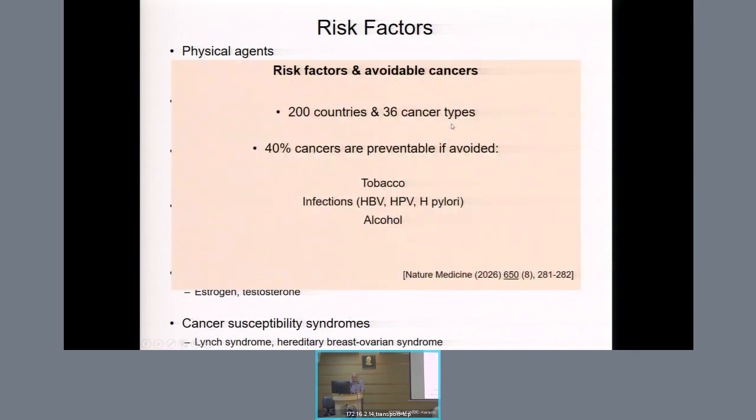Now, there is a study published earlier this year in Nature Medicine, where 36 different types of cancers were studied in 200 countries, and they found that 40% of the cancers can be prevented if we stop tobacco, control infections, especially hepatitis B, human papilloma virus, and Helicobacter pylori, and control alcohol. So if you just control these three things, you can reduce the cancer burden by almost 40%. So this is an important study.